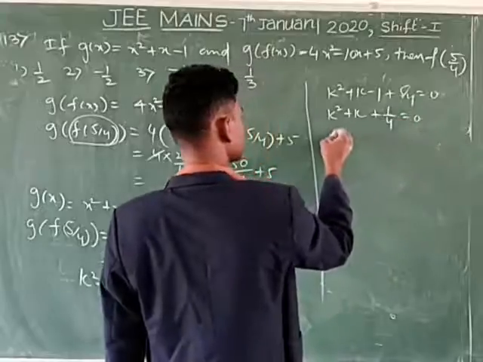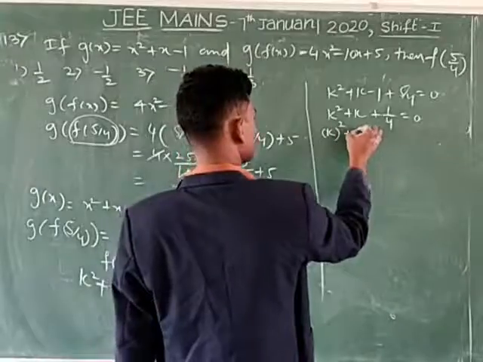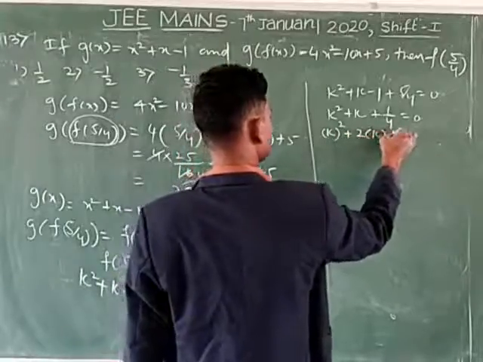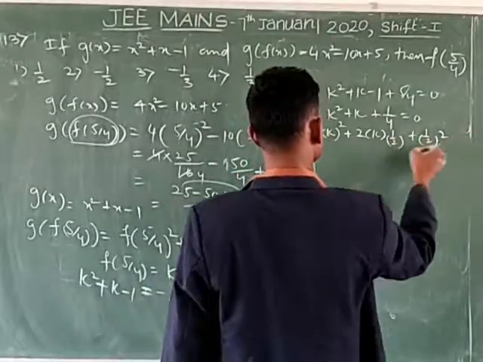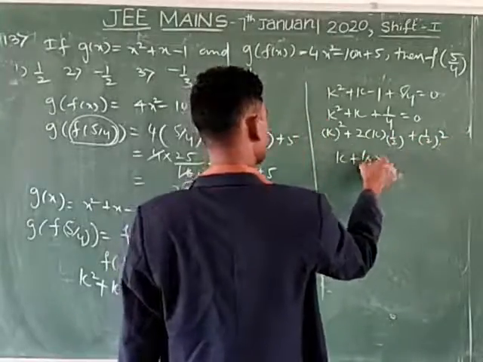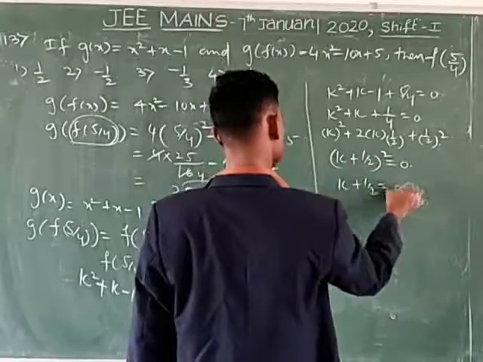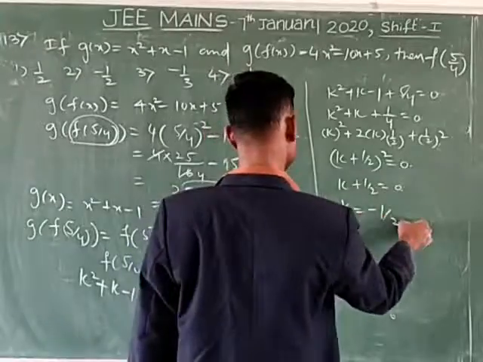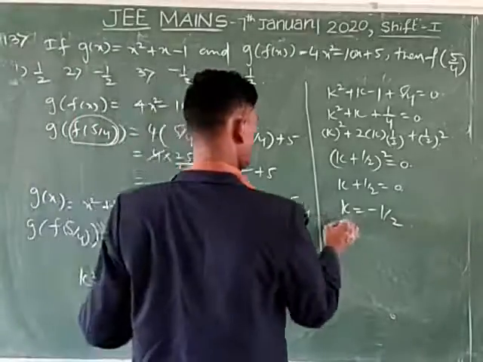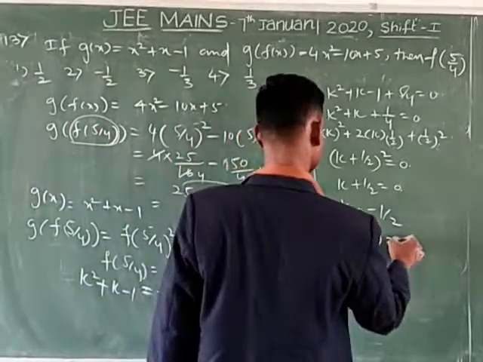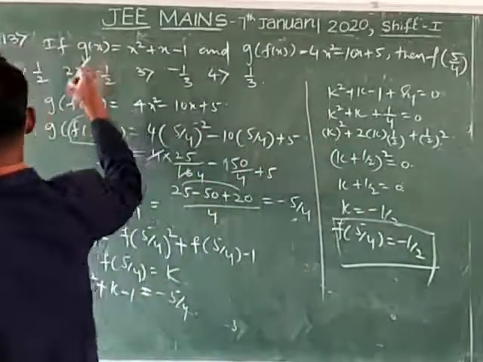Now it is written as k square plus 2 into k into 1/2, here the 2 and 2 cancel, plus (1/2) whole square. Then (k plus 1/2) whole square you can write here. Here k plus 1/2 is also 0, then k is equal to minus 1/2. What is the value of f(5/4) here? f(5/4) is equal to minus 1/2. Second one.